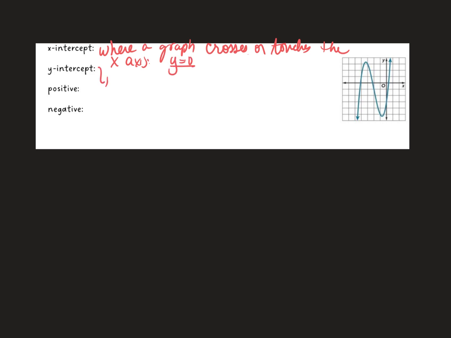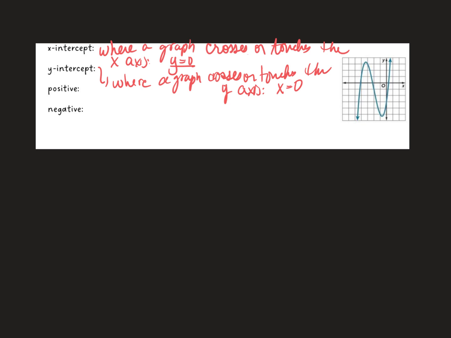The y-intercept is where a graph crosses or touches the y-axis. And you have to remember that's where x equals 0. And then this graph over here, you may want to grab a highlighter, 2 different color highlighters. If you need to borrow one from me, that's perfectly fine.